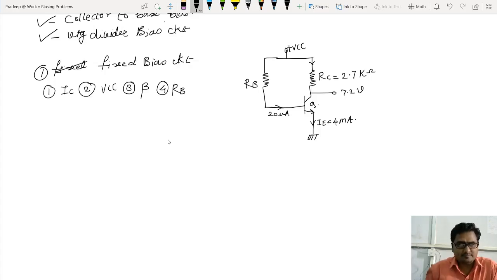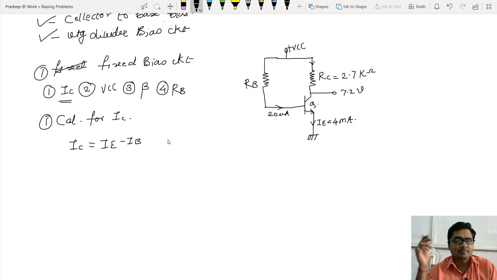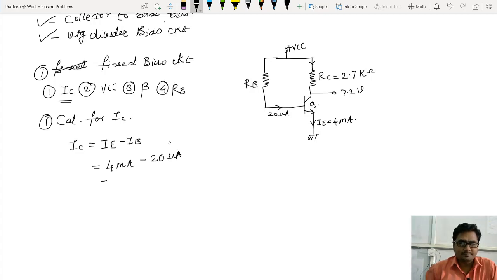So first let us calculate this IC. Now, how do we calculate IC? Generally, IC is equal to IE minus IB. How do you remember that? The emitter current is a summation of collector current and base current. So obviously collector current is emitter current minus base current, IE minus IB. Now both values are given. IE is given, that is 4 milliamperes. IB is also given, that is 20 microamperes.